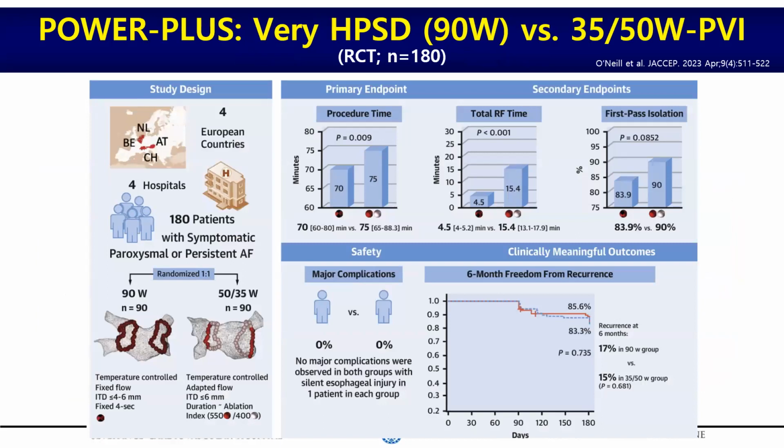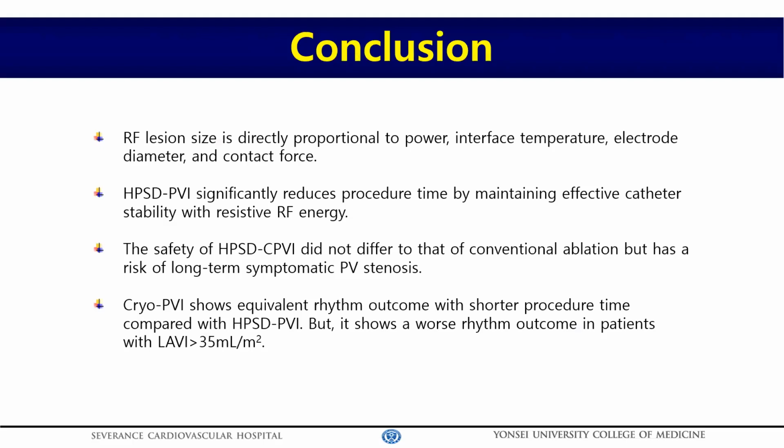Finally, this is a result of a very hypershort duration PVI developed by an Abbott competitor. This catheter, named the QDOT catheter, is a temperature-controlled catheter and has a 90-watt ablation protocol. When comparing the 90-watt very high power hypershort duration PVI versus 35 to 50-watt PVI, the procedure time was shortened by 5 minutes, but there was no significant difference in rhythm outcome.